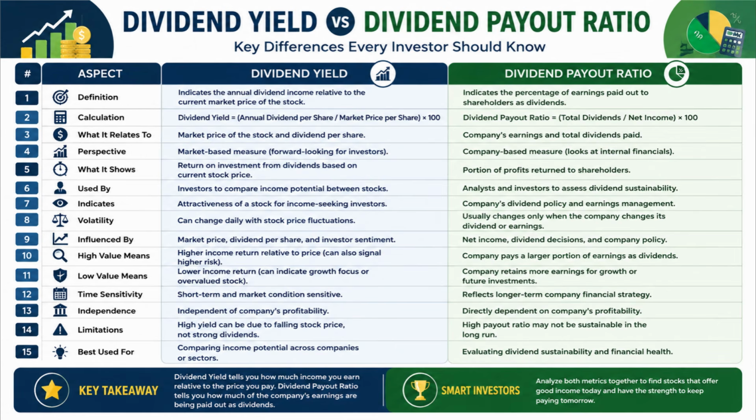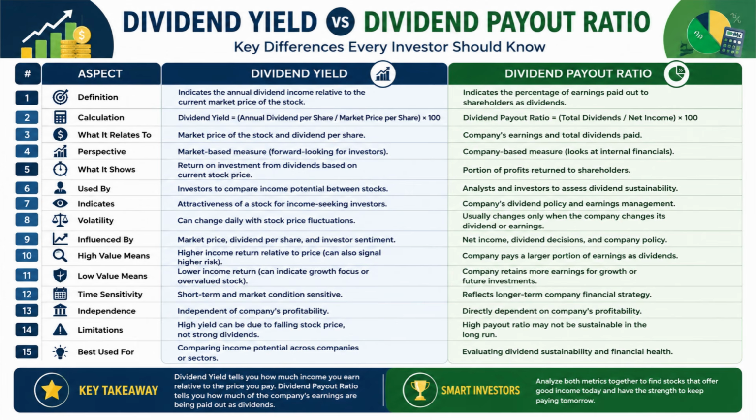In this video, we will discuss the differences between dividend yield and dividend payout ratio. Both are important dividend-related measures used by investors, but they serve different purposes. Dividend yield focuses on the return an investor receives from dividends relative to the stock price, whereas dividend payout ratio focuses on the percentage of company earnings distributed as dividends.